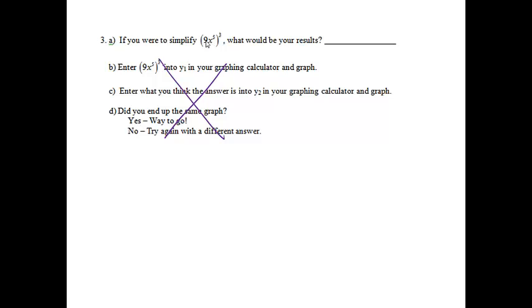If you were to simplify 9x to the fifth, all to the third, what would be your results? Again, let's just start with those exponents. We know that if we have parentheses, you found out from exploration 3 that you're going to multiply the powers. So we're going to do x to the fifth times 3. We'll get x to the 15th. And now if that was no longer here, this basically just says 9 to the third is left, and we could figure out what 9 to the third is. Let me get a calculator here. 9 raised to the third power is 729. So my answer would be 729 x to the 15th.